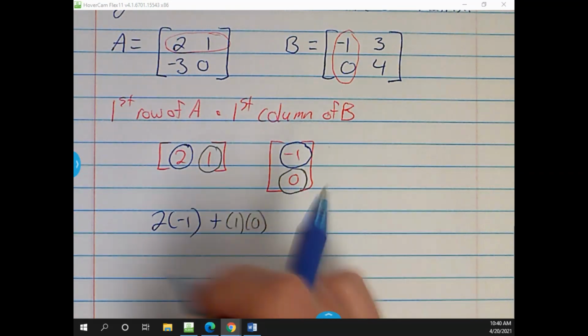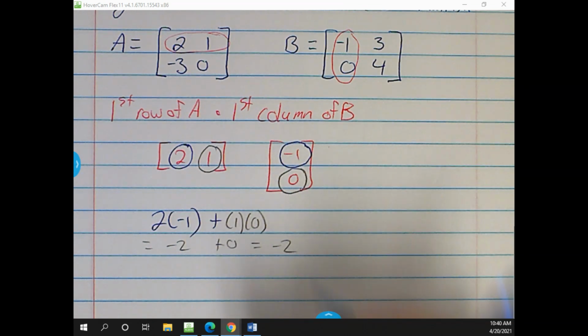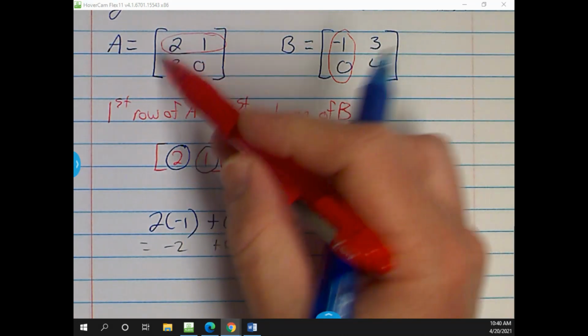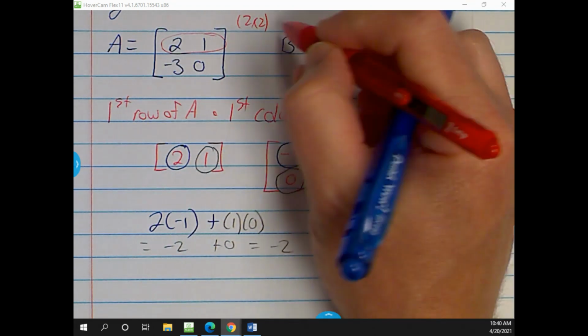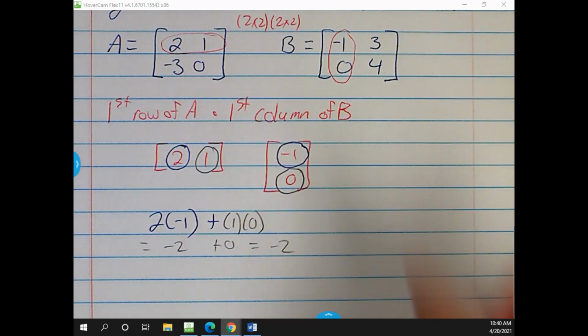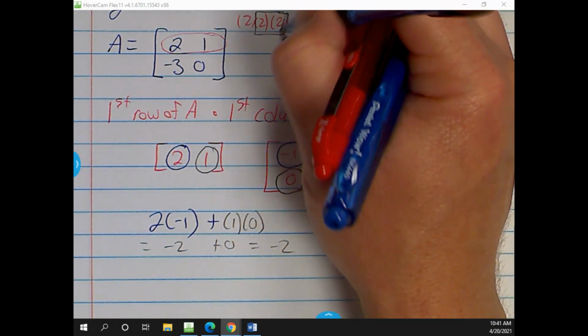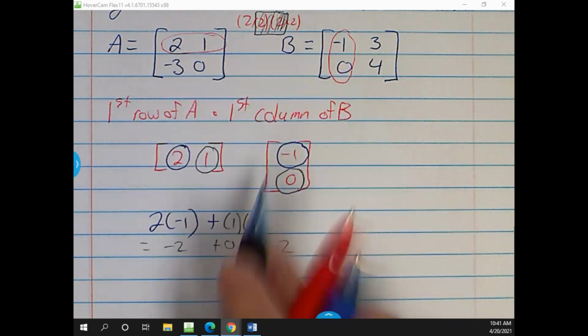All right, so then doing that is negative 2 plus 0, so that would be negative 2. Now, we didn't do this back here, probably should have. If you look at matrix A, it was a 2 by 2 matrix. If you look at matrix B, it was also a 2 by 2 matrix. So the twos matched up, which meant we could multiply. The size of the answer would then be a 2 by 2 answer for this one.